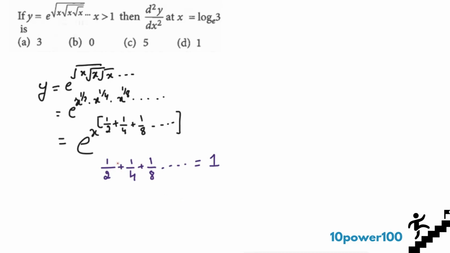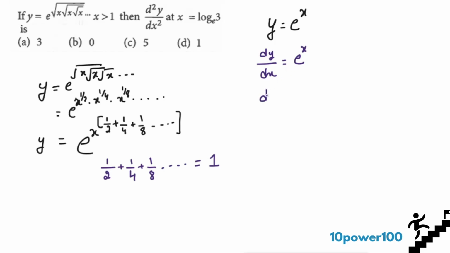So what is the power of e power x now? It is 1. So y is equal to e power x, we get it. Okay, now let's differentiate once. dy by dx is equal to e power x. Y differentiation is dy by dx, and e power x differentiation is e power x.